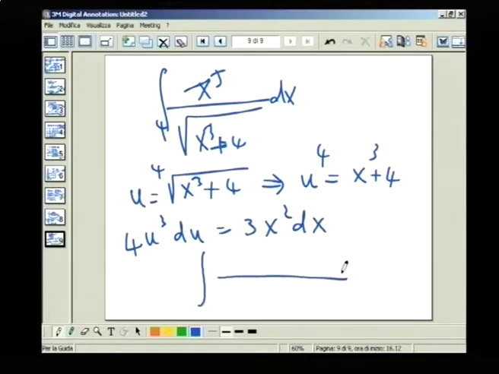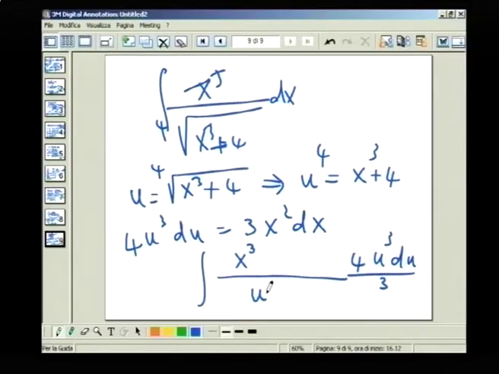Now you have here x to the power 5, and here you have a square. So you isolate x cubed, for example. You have x cubed, and then you have 3x squared dx, so there remains x squared dx. So you have here 4u cubed du divided by 3. And then here you have x cubed plus 4 to the power 1 over 4, so you have here u.